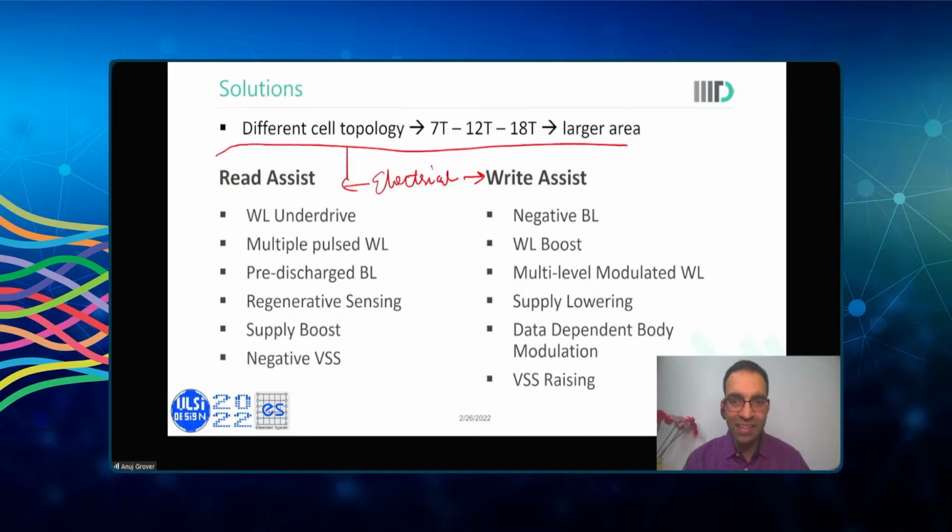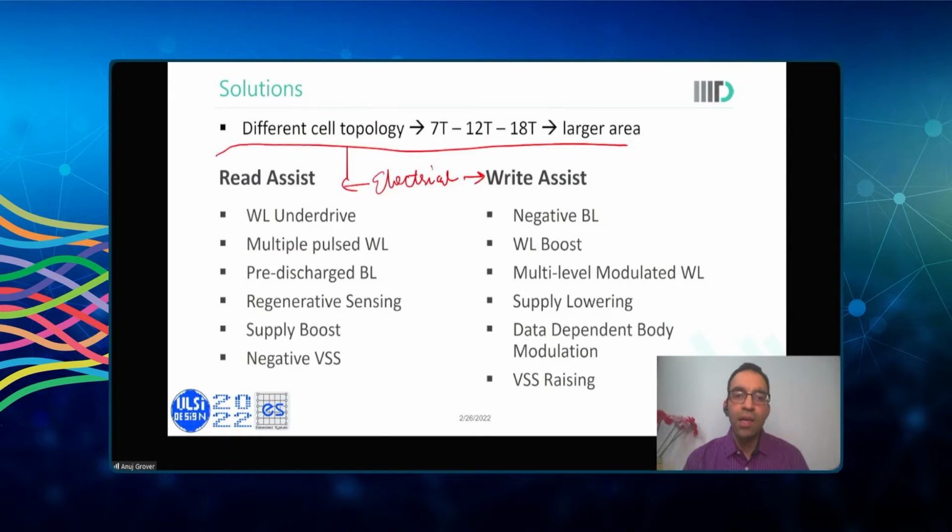Then you turn it on again. It discharges the bit line further. Then you turn it off before it starts to become unstable. Complex. But yes, it's a read assist scheme which is proposed and probably also used at some places in the industry.